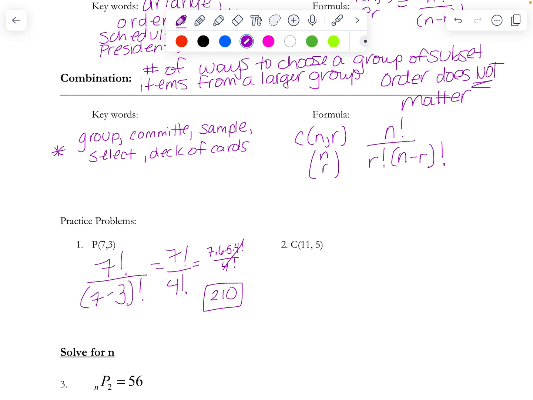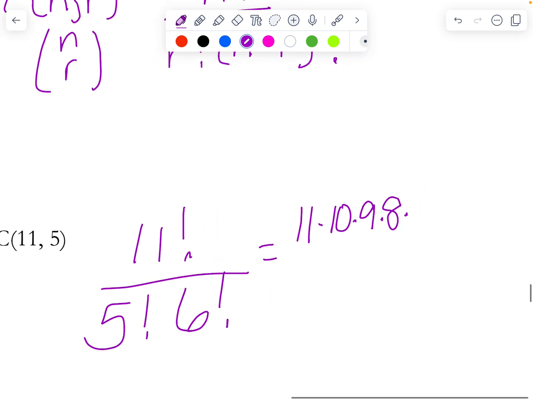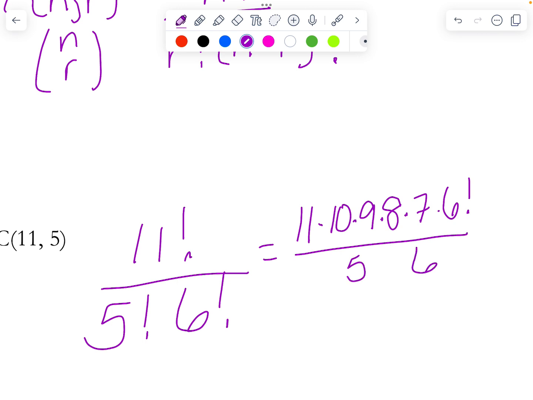And then just to refresh for combination, I could do the same thing, 11 factorial over 5 factorial times 6 factorial. And I could do 11 times 10 times 9 times 8 times 7 times 6 factorial over 5 factorial times 6 factorial. We could cross that off. And then I could multiply through.